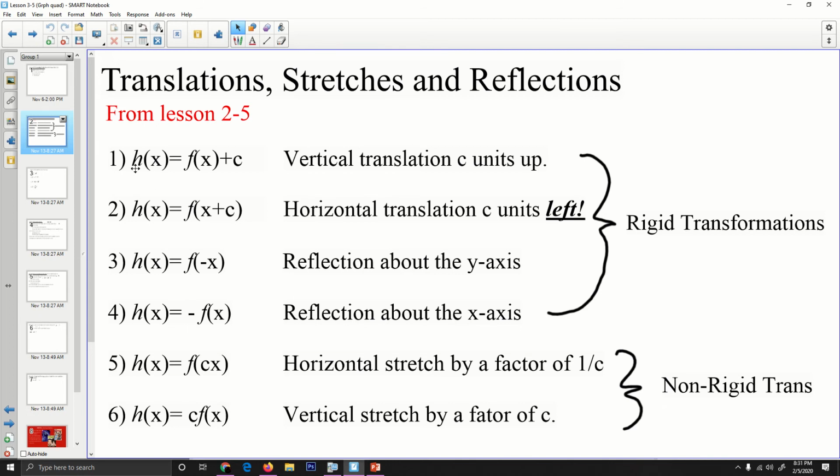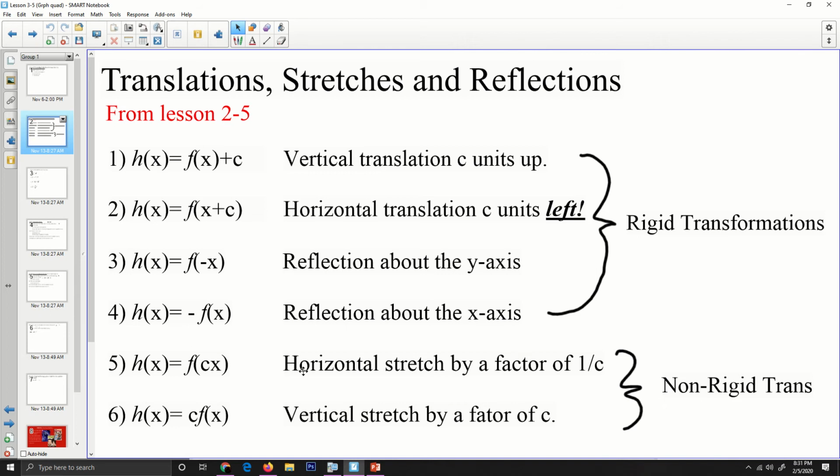If I have a function f of x and I want to do a vertical translation c units up, I'm going to add c units to the function. And if I want to translate the function c units to the left, I'm going to add to the variable inside the parentheses of the function. If I want to reflect about the y-axis, I'm going to multiply the x value by -1. And if I want to reflect about the x-axis, I'm going to multiply the whole function by -1.